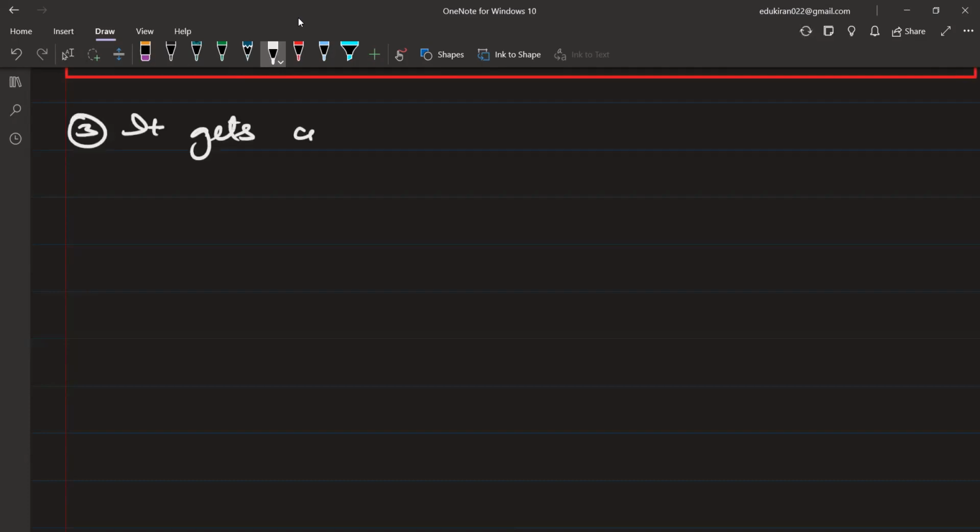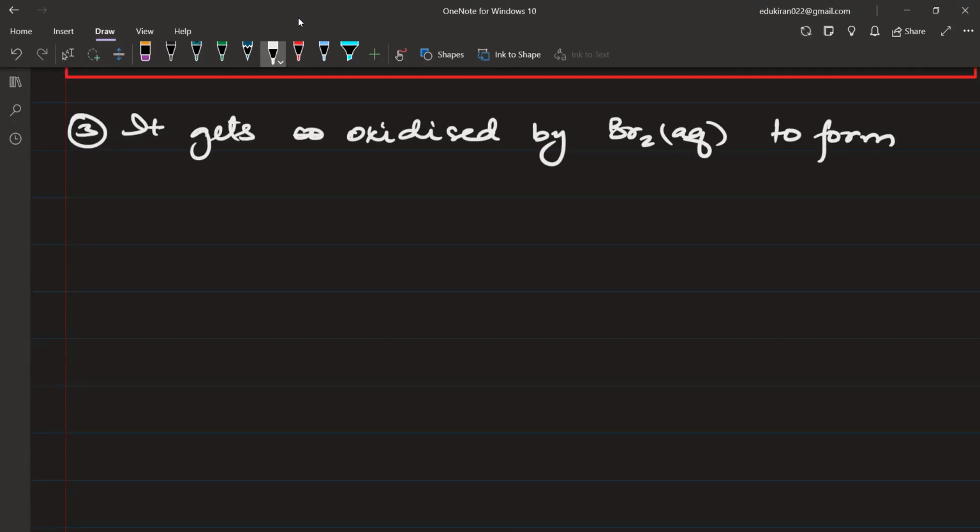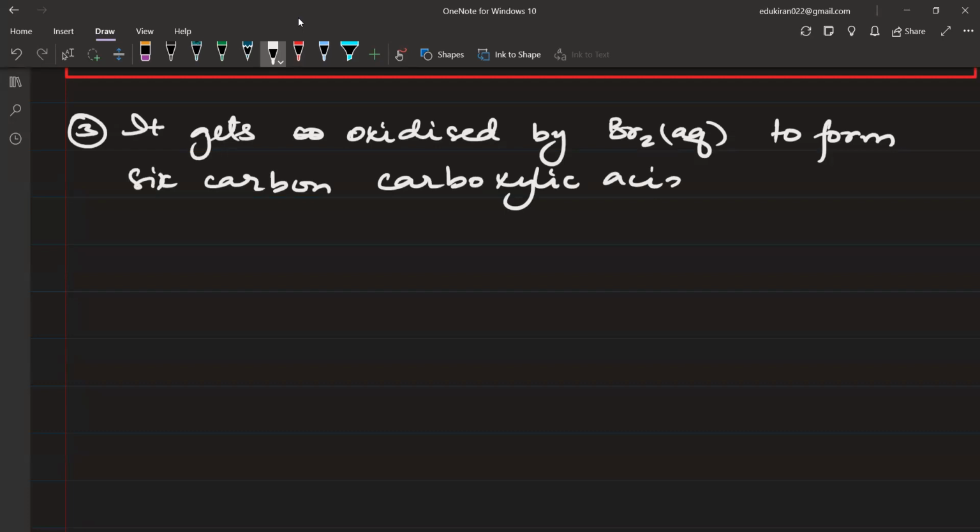It gets oxidized by Br2 aqueous, bromine water, to form a 6 carbon carboxylic acid. छह कार्बन है, कार्बोक्सिलिक एसिड ग्रुप एक ही है, ठीक है ना, 6 के 6 कार्बन कार्बोक्सिलिक एसिड ग्रुप नहीं है, और इसको क्या बोलते हैं, ग्लूकोनिक एसिड. This is known as gluconic acid.